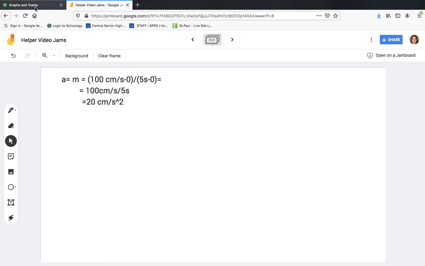So our acceleration for our ball rolling down the ramp was constant. It's 20 centimeters per second squared. So it's going to change the velocity, and it's going to change the displacement. So we have a couple of equations to use with that.